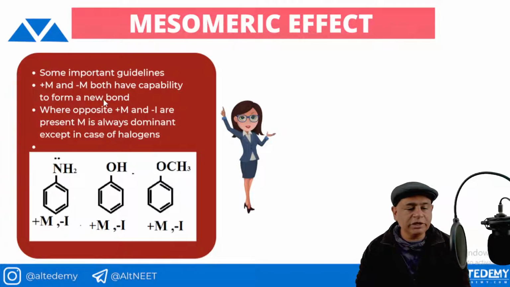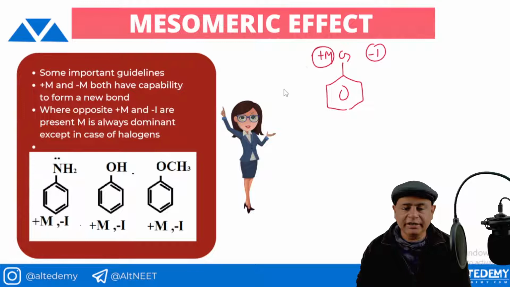Plus M and minus M both have the capability to form a new bond. It is quite likely that a group attached here is showing plus M on one hand and minus I on the other hand. It is quite possible. Where opposite plus M and minus I are present, M is always dominant except in the case of halogens. This is a very important point. I had given you the order of inductive effect also, I will be giving you the order of mesomeric effect also.